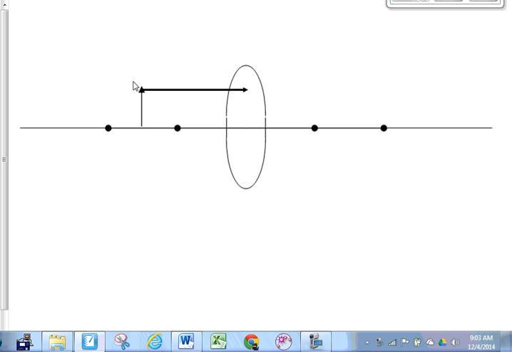Where does it refract, Simon? Good. Refracts down through the focal point, right down through there. Keeps going forever and ever and ever.